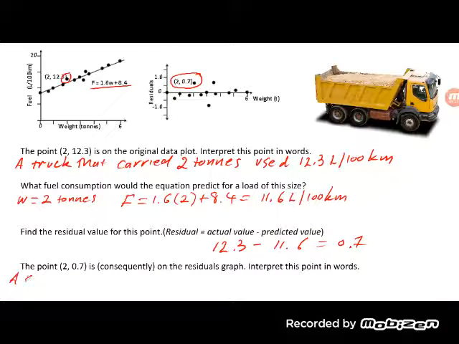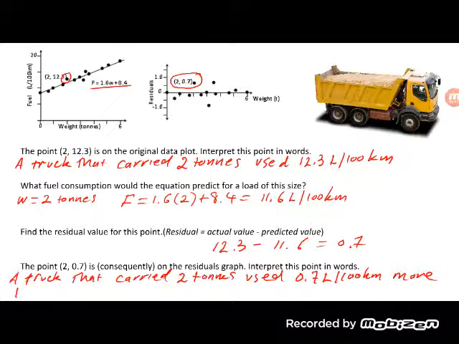So we could interpret it like this. A truck that carried 2 tonnes used 0.7 litres per 100 kilometres more than what was predicted by the equation.